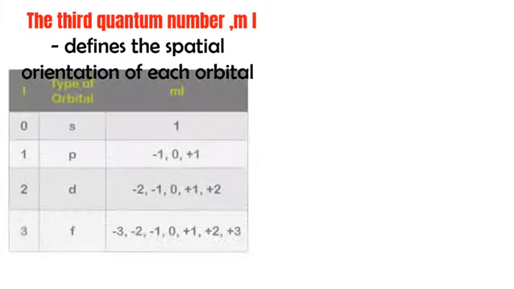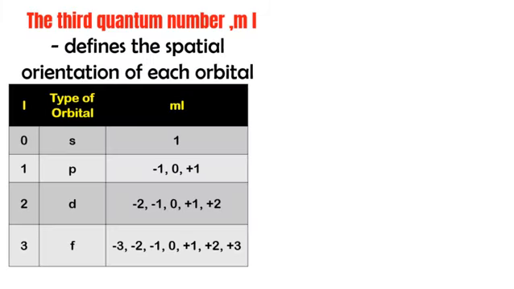So here we have the third quantum number, which is symbolized by ml. It is defined as the spatial orientation of each orbital. So, like how first and second quantum number are related to one another, the second and third quantum number are also related to one another. Because if L, which is the second quantum number, is equal to 0, the value of ml is 0, and the type of orbital is s.